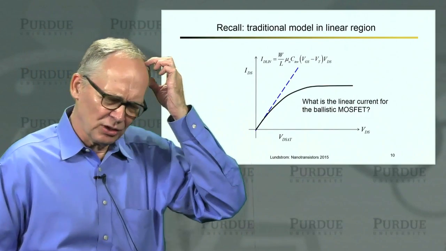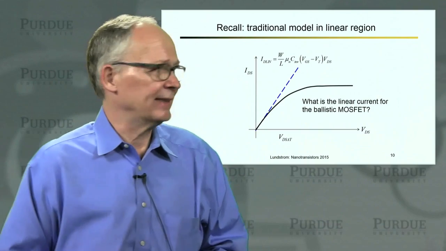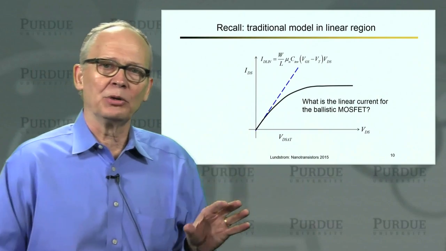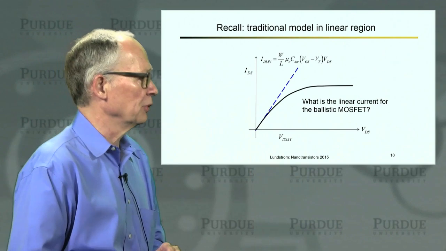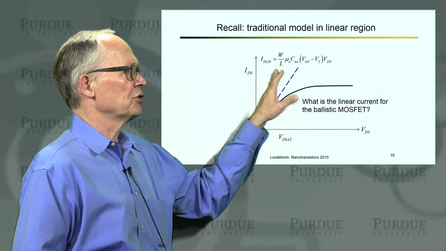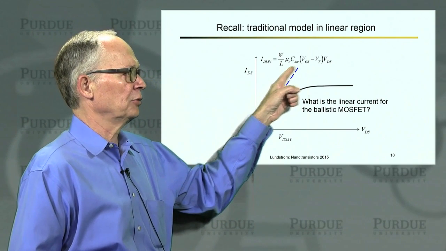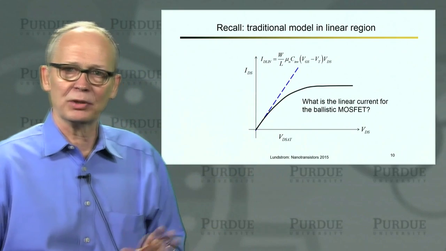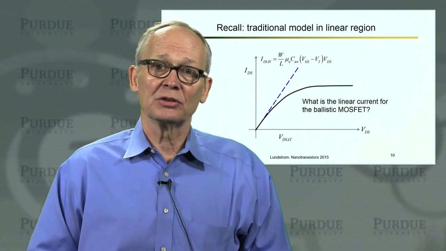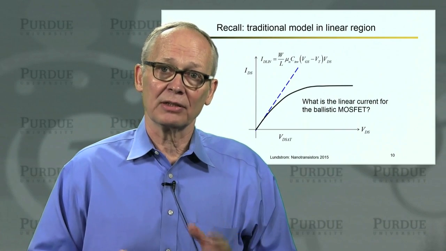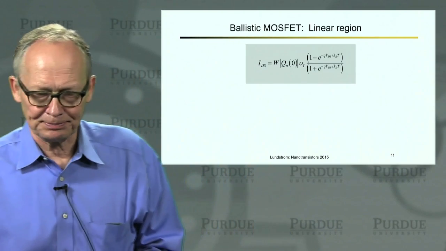All right, let's take a look at that expression in a little more detail. So let's look first when we apply low voltage between the drain and the source, and we're in the linear region. You'll remember that in our traditional diffusive model, we had an expression like this. This is the textbook expression that you'll see everywhere. Now the question is, what does our ballistic MOSFET look like in this linear regime?